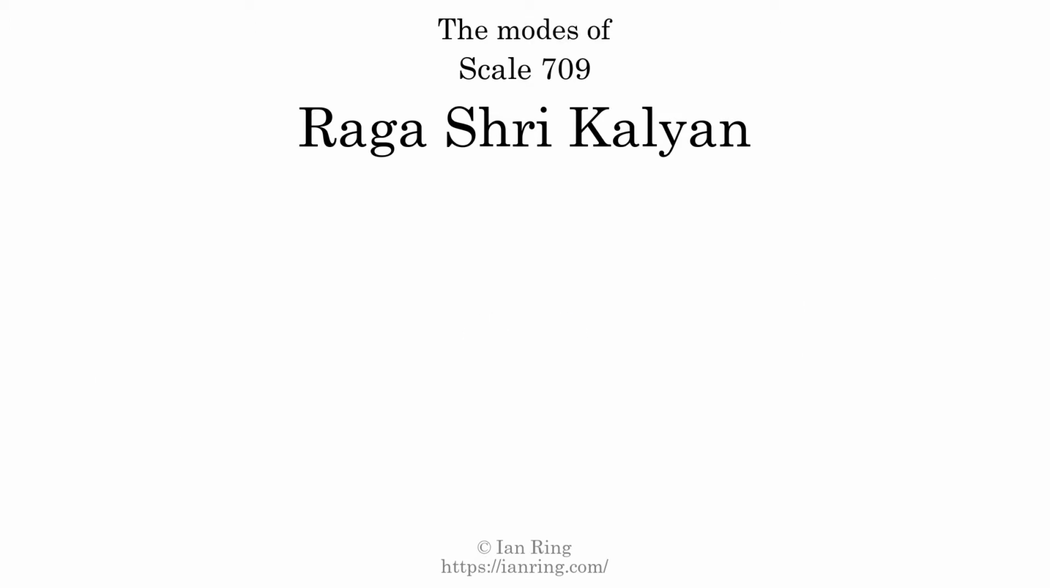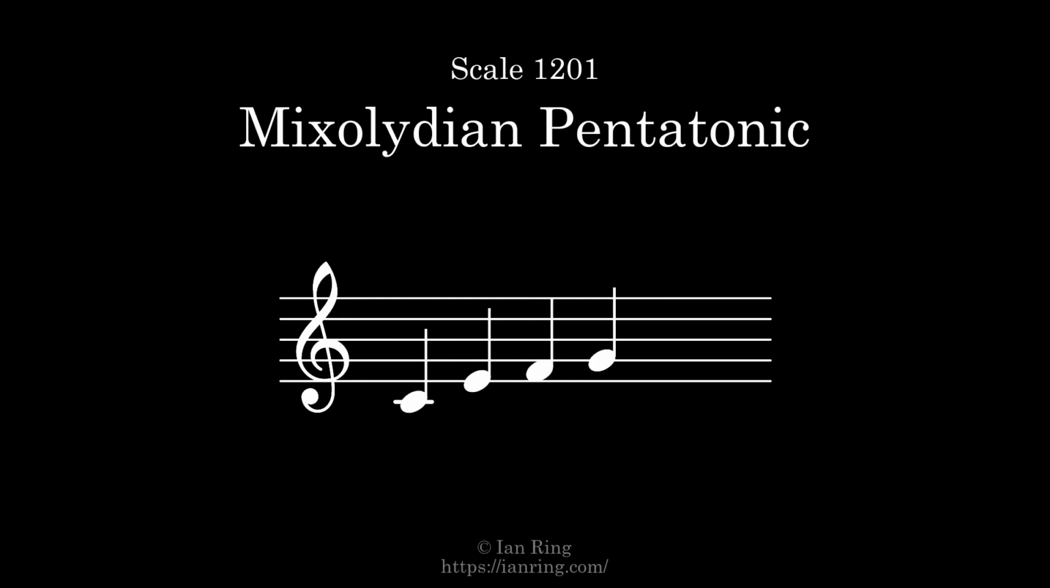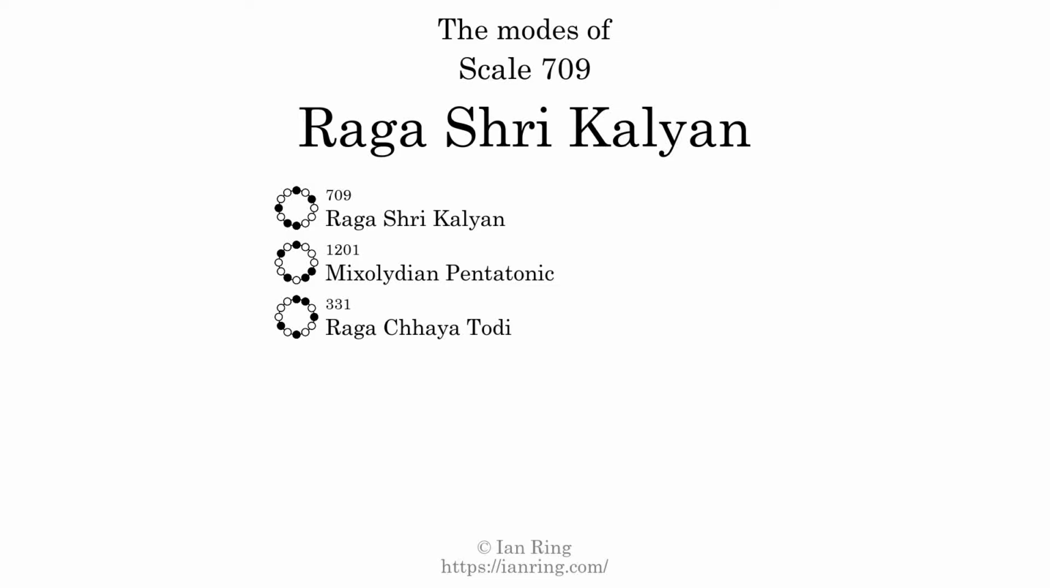This scale has 5 modes. The first mode is itself. The second mode is scale 1201, also known as Mixolydian pentatonic. It sounds like this. The third mode is scale 331, also known as Raga Shri Kalyan. It sounds like this.